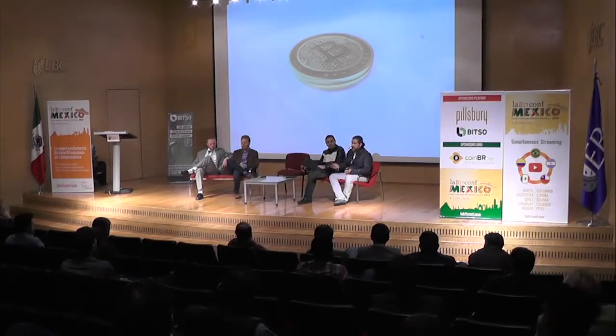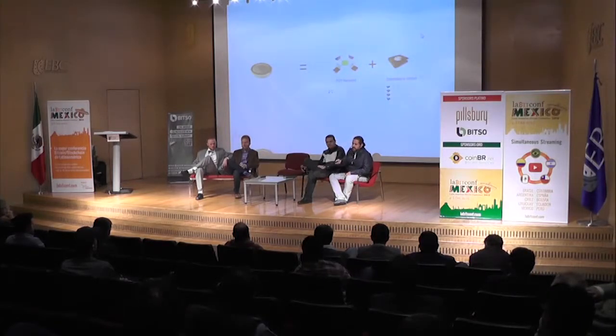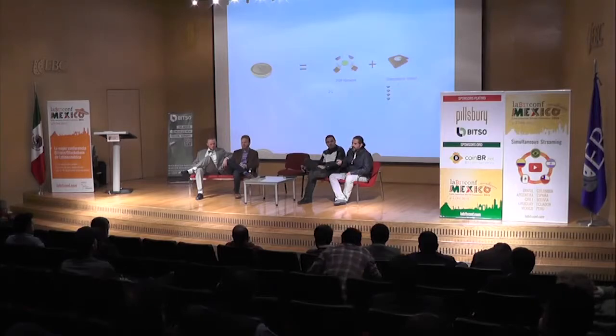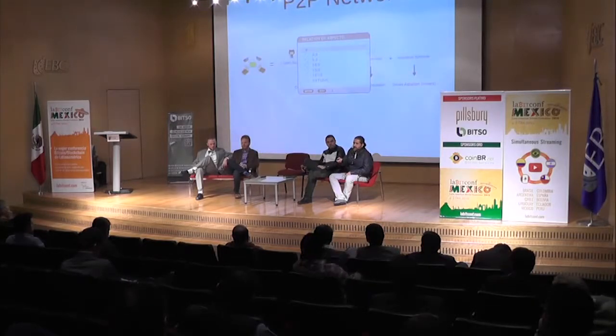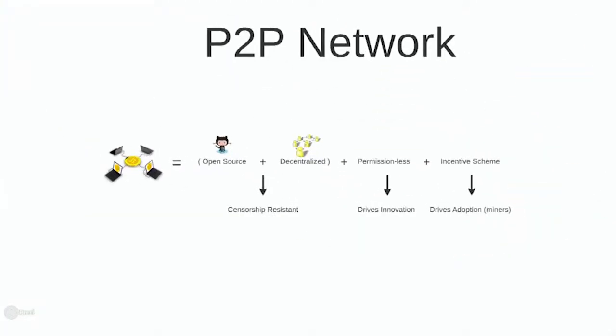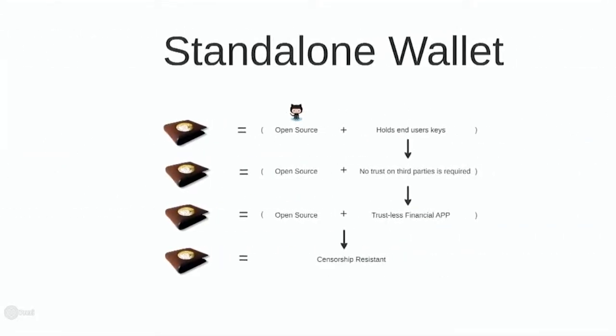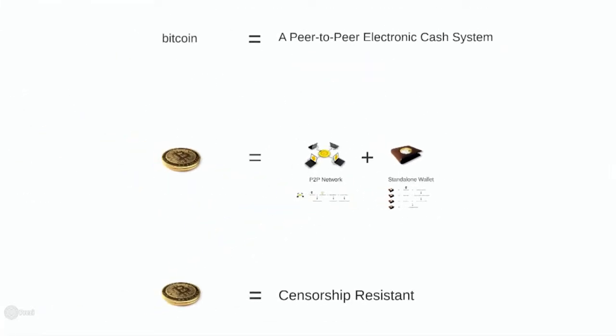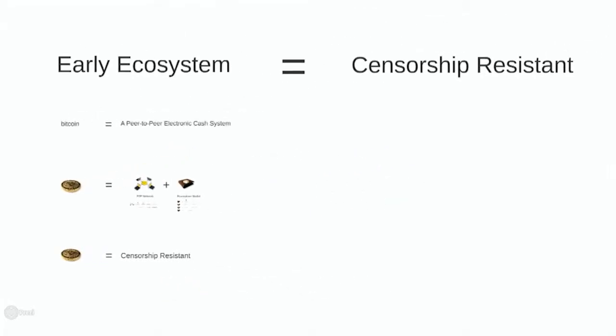Before getting started with our project, we analyzed the status of the ecosystem. Bitcoin is a peer-to-peer network plus a standalone wallet. By itself, the peer-to-peer network, since it is open source and decentralized, is resistant to censorship. Then we have the standalone wallet that is also open source, taking the keys of users, and it would not require third-party reliability and is resistant to censorship because of that. So the ecosystem at the onset would be censorship resistant.